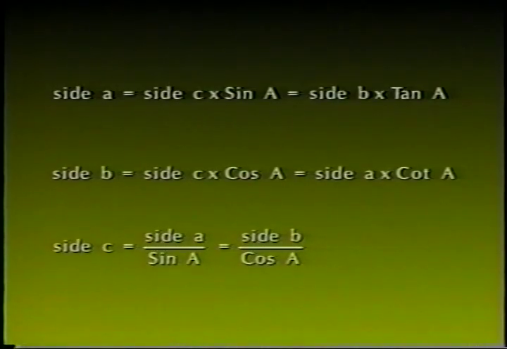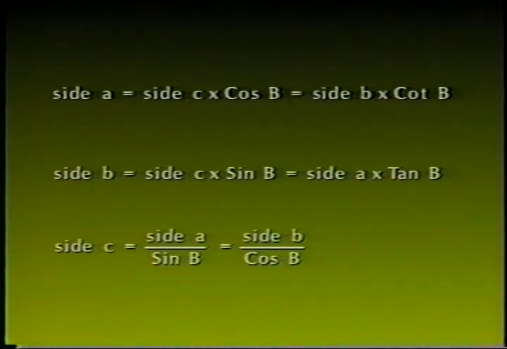As shown on this screen, all the function ratios have been rearranged to provide a specific formula to solve for a particular problem. These are the first three to be discussed. Side A equals side C times sine A, or side B times tangent A. Side B equals side C times cosine A, or side A times cotangent A. Side C equals side A divided by sine A, or side B divided by cosine A.